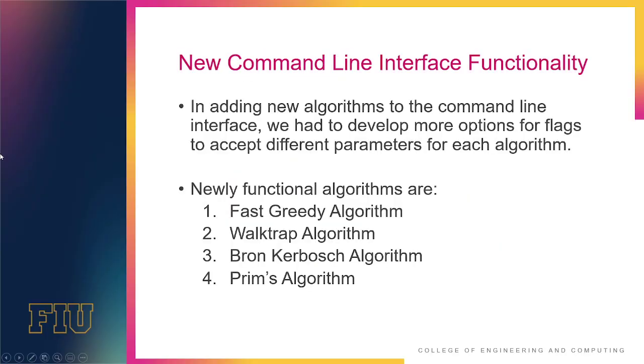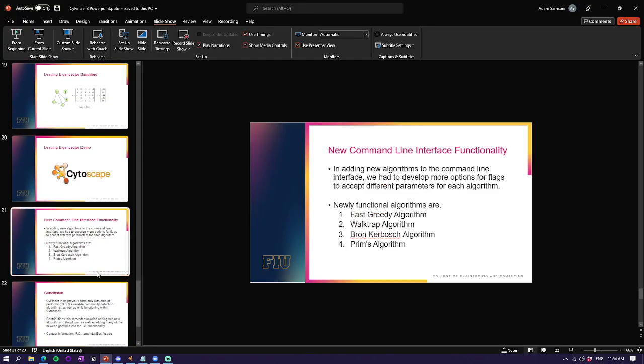Okay, so in addition to these new algorithms that were added, Capstone 1 was working on expanding the command line interface functionality. They added flags in order to support the different parameters that the newly supported algorithms had. And the support for 4 algorithms was added, which were the fast greedy algorithm, walktrap algorithm, Bron-Kerbosch algorithm, and Prim's algorithm. And now Tyler, our Cap1 team member, will demo the functionality for the command line interface.